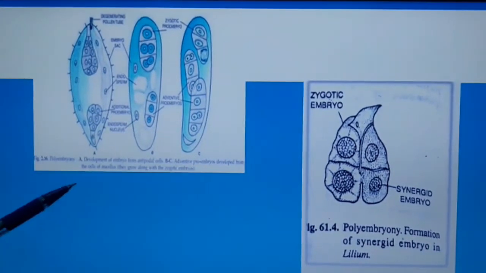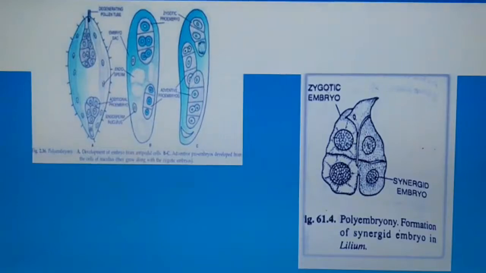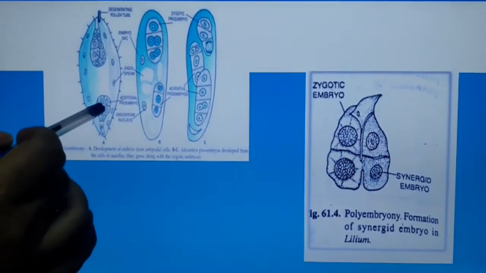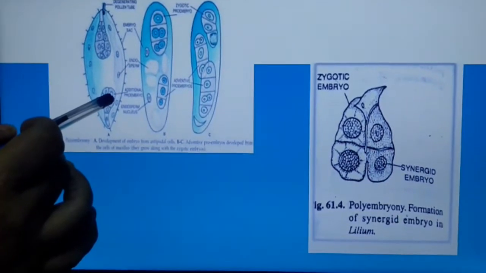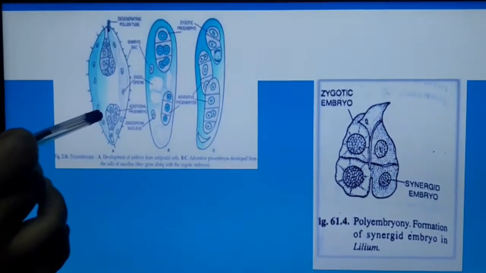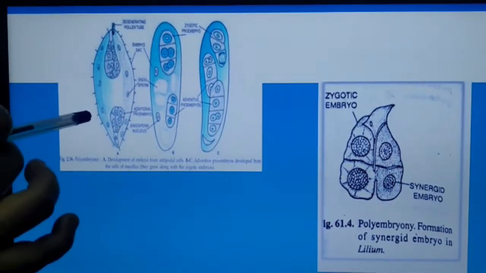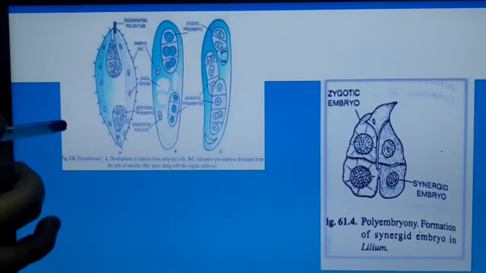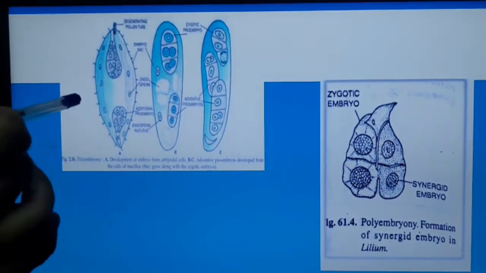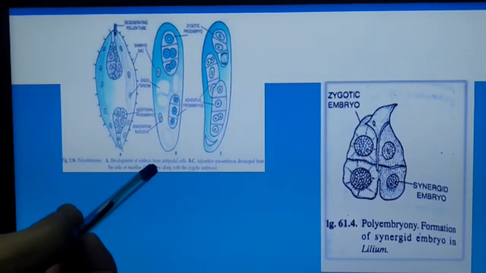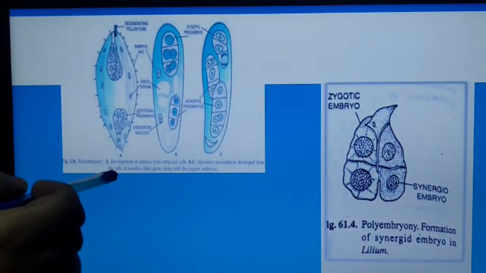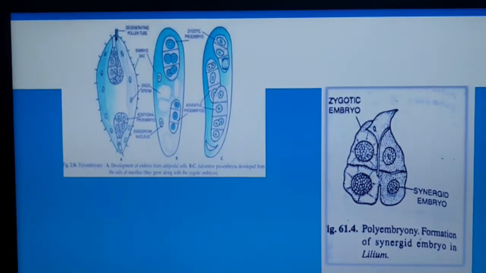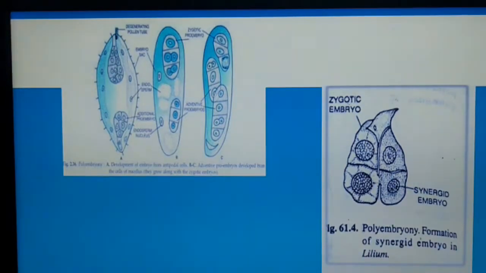Example, Aristolochia. In some types, the antipodal cells are involved in the formation of embryo. Example, Ulmus. And the endosperm is used for the formation of embryo. Example, Melanopore. So in these plants, the formation of embryo takes place other than from the egg, either from the synergids, example Aristolochia, or antipodals, example Ulmus, and endosperm, Melanopore.